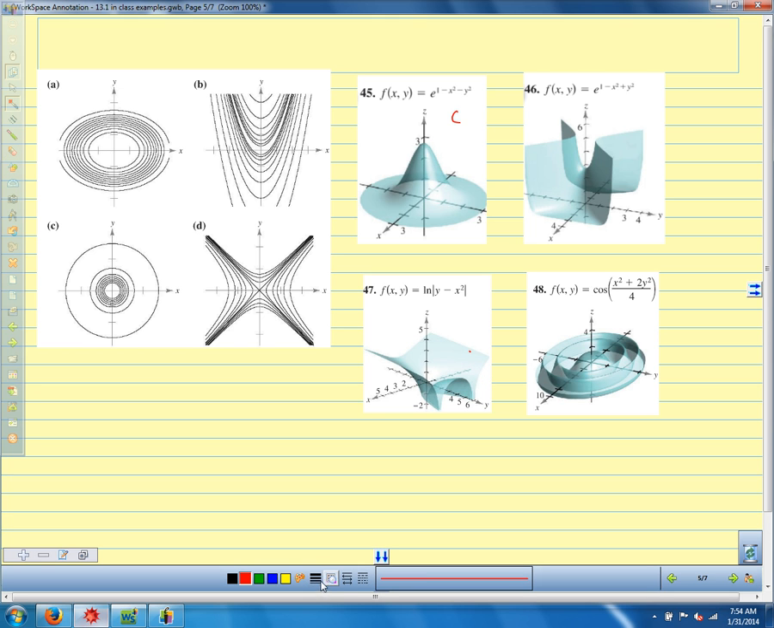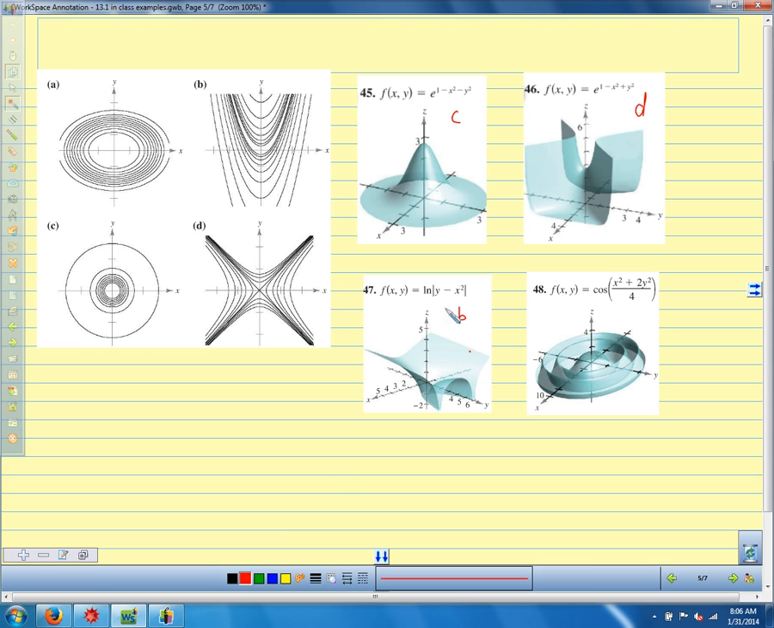And how about number 46? We have this hyperbolic paraboloid. As we move away from the origin this way, our function is changing less rapidly, and as we go here, our function is changing very rapidly. So that's going to match D. And this is e to the 1 minus x squared plus y squared. How about number 47? We have this kind of strange surface with this bump in the middle. That's going to have to be B. So we get these parabolas.